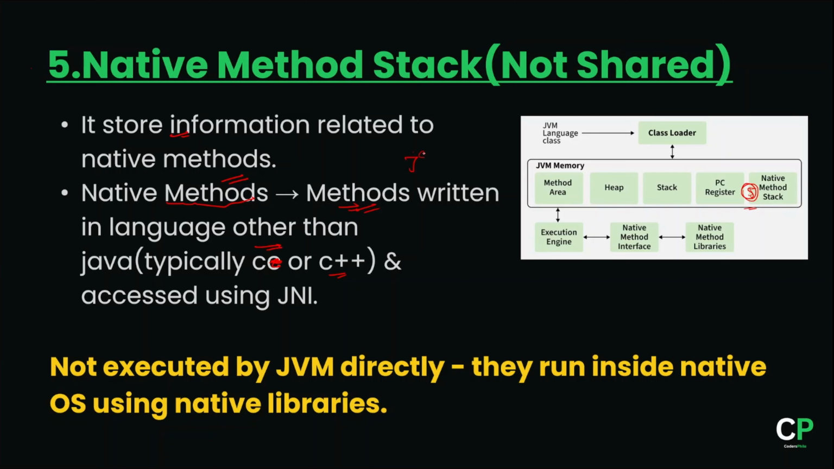With the help of Java, we can also call methods written in other languages like C or C++, and it is done with the help of the Java Native Interface, or JNI. We will learn this concept in great detail in the upcoming slides. Just remember that the native method stack stores the information about the native methods, which are methods written in a language other than Java, like C or C++. These native methods are not executable by the JVM directly. They run inside the native OS using the native libraries, and JNI provides the interface for it. We will learn it in the upcoming slides.